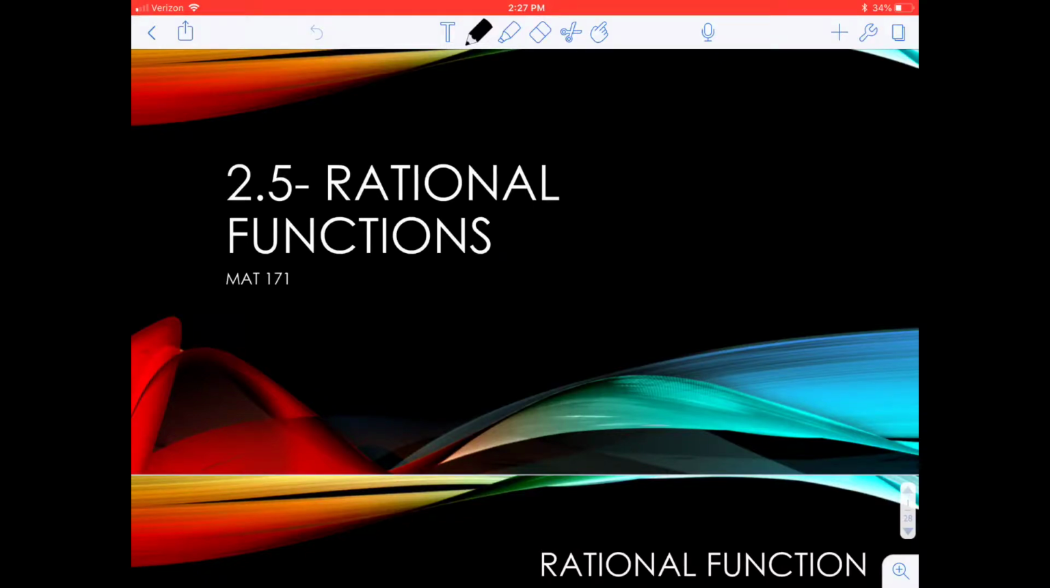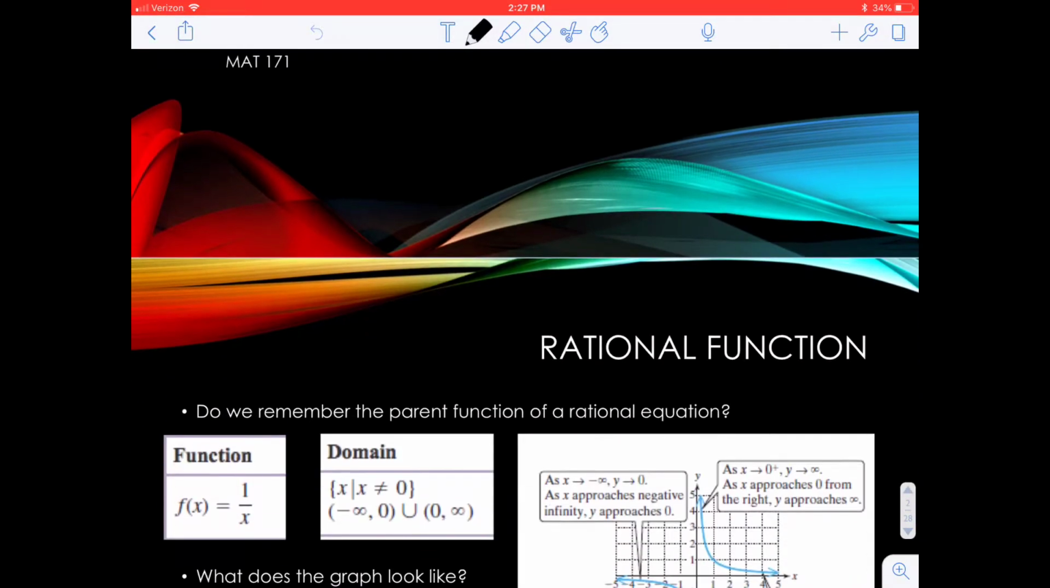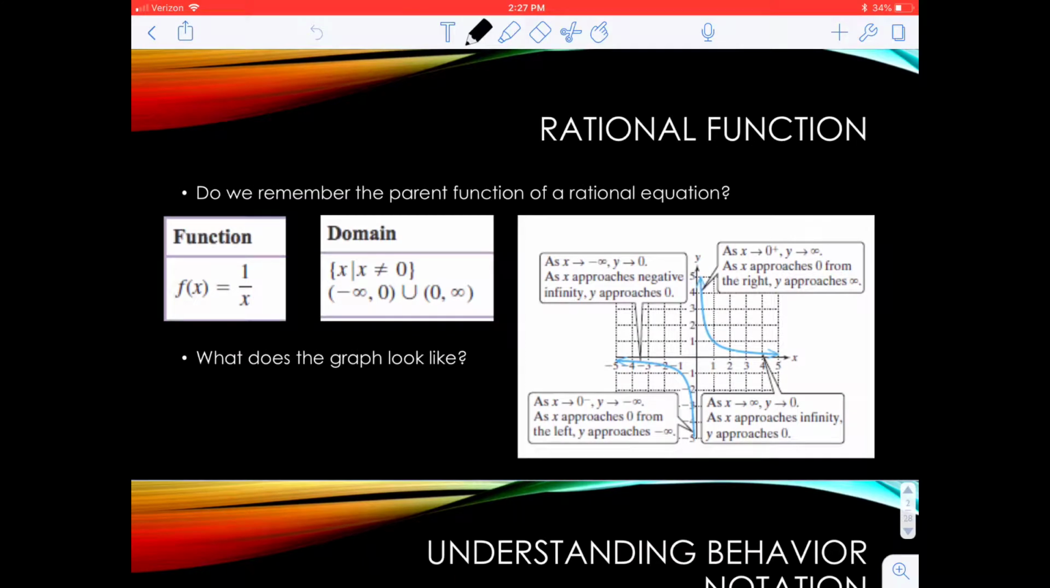Hello students, the purpose of this video is to talk through rational functions. We've talked about its parent function, and we know that anytime we hear the word rational, we want to think about a fraction. So anytime we have some type of function that's in a fractional form, like 1 over x, we know that we're dealing with a rational equation.